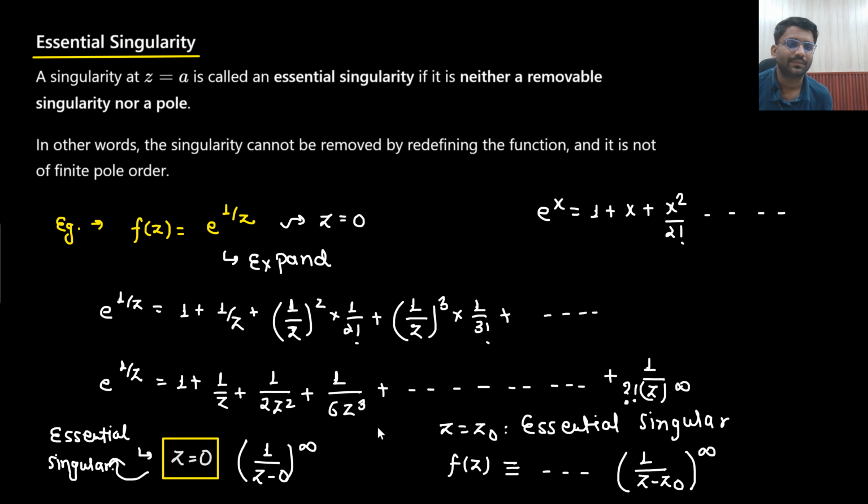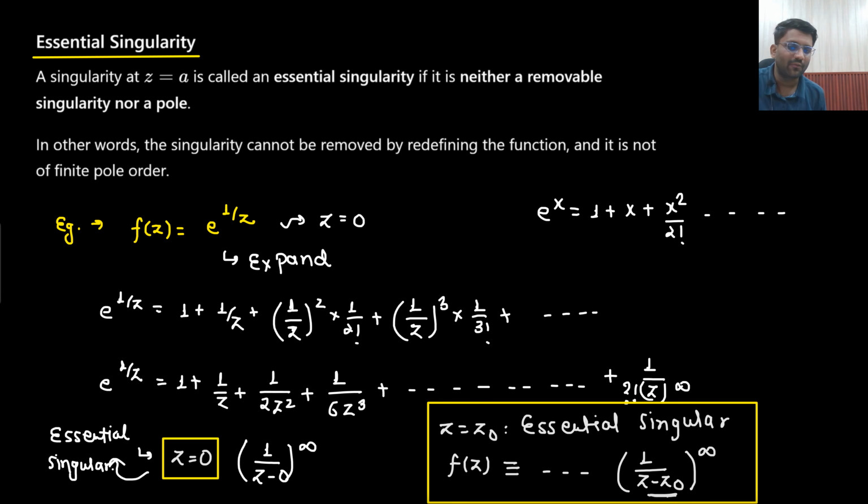Say yes or no. So this factor is very important for essential singularity. Which factor? 1 by (z minus z naught). If z equals z naught, this is very important. What is the maximum power of 1 by (z minus z naught)? The maximum power of 1 by (z minus z naught) is coming out to infinity. That means yes, it is essential singularity.